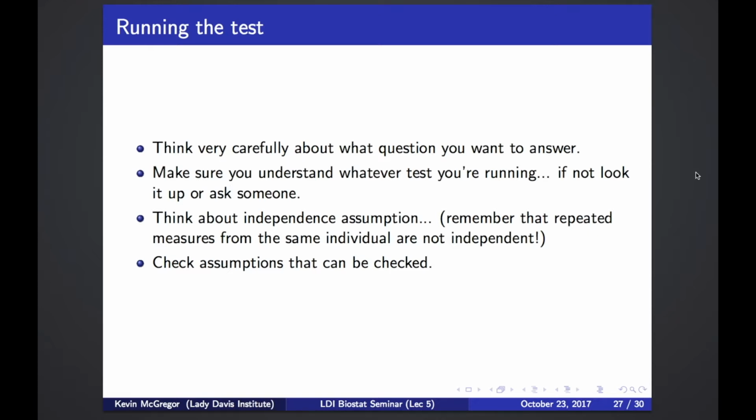Make sure that you understand what the test you're running is actually doing. Understand the population parameters that you're investigating, and understand what the null and alternative hypotheses are. And if you don't quite understand something that you're doing, don't be afraid to look it up or just to ask someone, because it can be very dangerous when you get people running statistical tests that they don't really understand and don't know how to interpret properly.